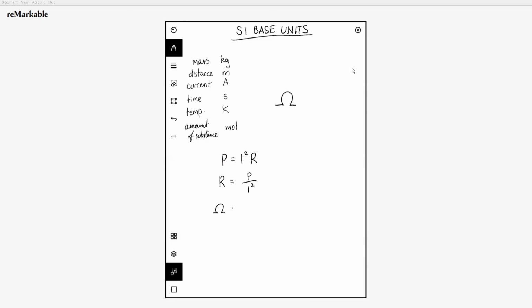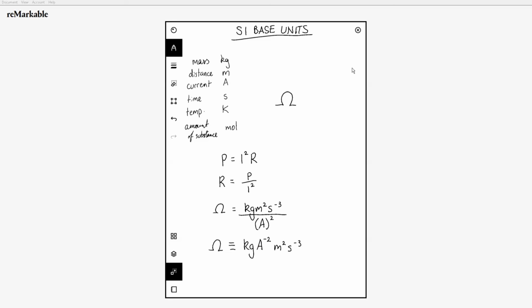So that means ohm is equal to, and power was kilogram meter squared second to the -3 all over amp squared. Once again, we just bring this all up into the one line. So an ohm is equivalent to kilogram A to the -2 m squared s to the -3. It doesn't really matter where you put your A. I tend to put it after the kilograms and before the meters, but it really doesn't matter where you put it, as long as it's in the units.